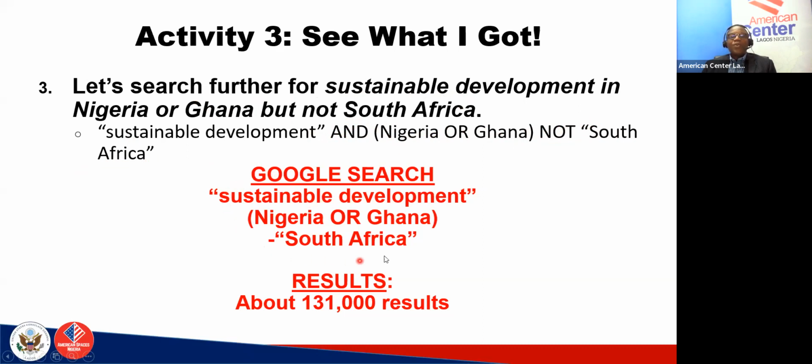Now, when you put it on Google search, you pull this one down: sustainable development, AND here represents the space, and this must be in capital letters, and the NOT here must be a dash. There must not be any space between the inverted comma on South Africa and this dash. There must not be any space in between them. And then when you put it on Google search, you get 131,000 results.